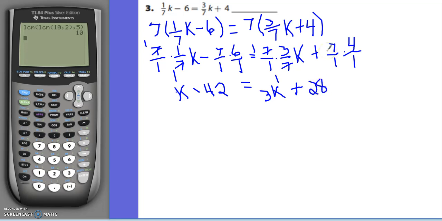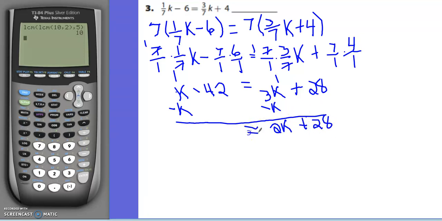We want to get the variables to one side and we want to get the constants to the other side. So we are going to get rid of the k. So we're going to minus k on both sides. 3k minus k is 2k. Then we are going to get rid of the 28. So we are going to minus 28 to both sides.